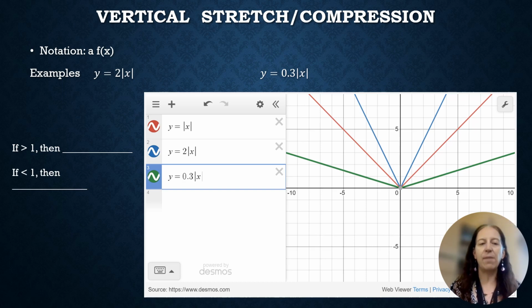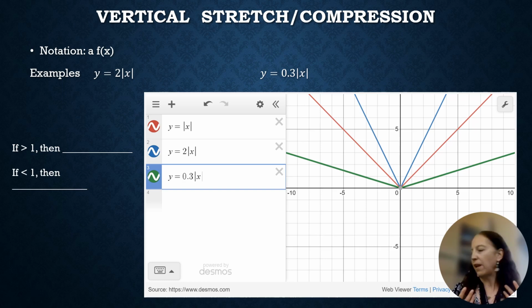It doesn't take that much time, and it can really help. So let's see what happens when we multiply that function by 2. So y equals 2 times the absolute value of x. And what you might notice, I'll often ask students, how would you describe this? And they'll say things like it got narrow or it got skinny. That is a stretch.